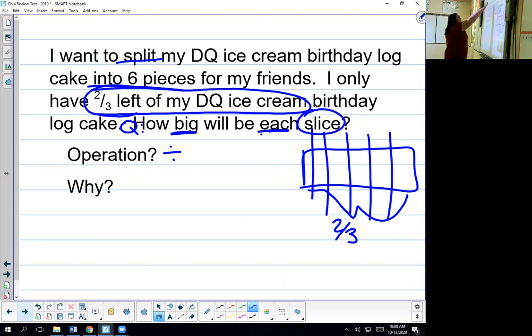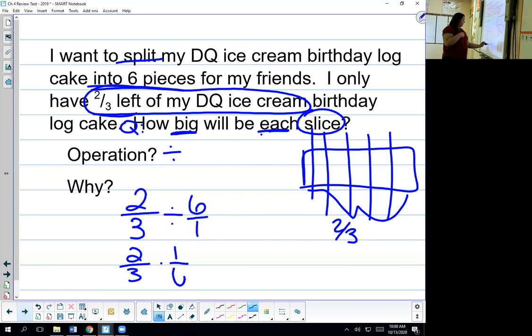I'm going to take my Dairy Queen birthday cake, which is this, and I'm going to split it into 6 pieces. So let's see if this answer makes sense. Repeat the first, multiply by the reciprocal. You get 2/18, which is 1/9. So it's 1/9 of the cake. 1/9 plus 1/9 plus 1/9 plus 1/9 plus 1/9 plus 1/9 would actually give you 6/9, which gives you 2/3.